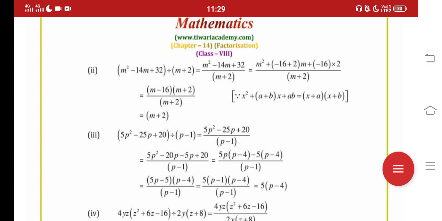Okay. And at last, what we get as the result is (m minus 16) in the first bracket, (m plus 2) in the second bracket, and in the denominator (m plus 2) in the third bracket. So m plus 2 cancels out. At last, what do we have? We have m minus 16. This is our final answer. So this is how we have completed this exercise.